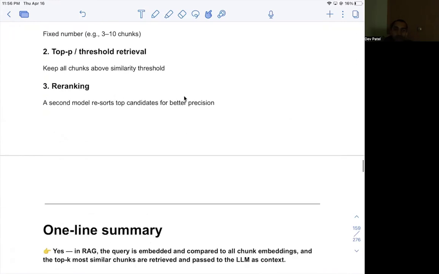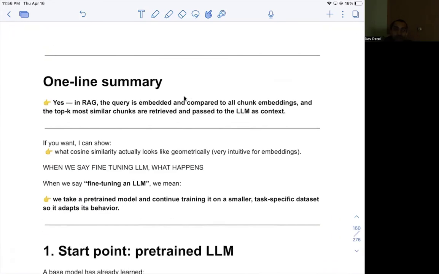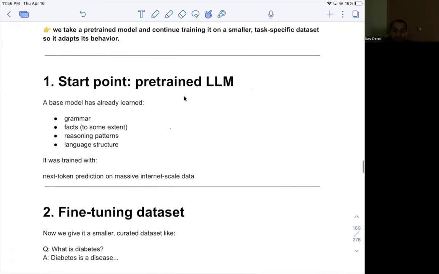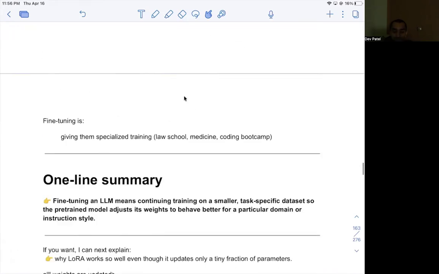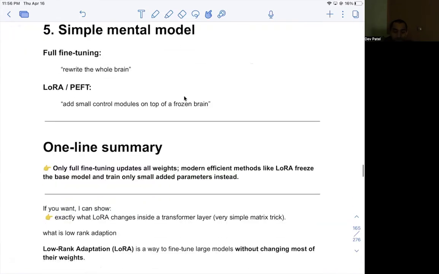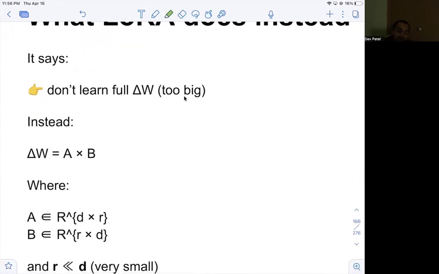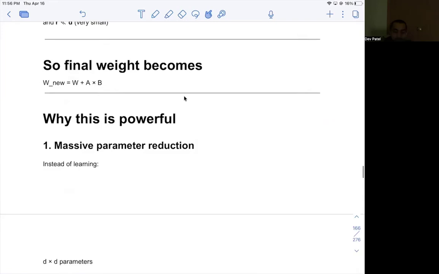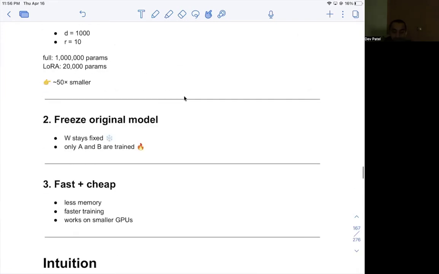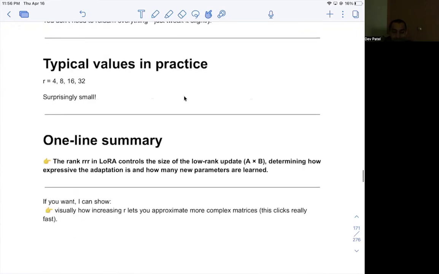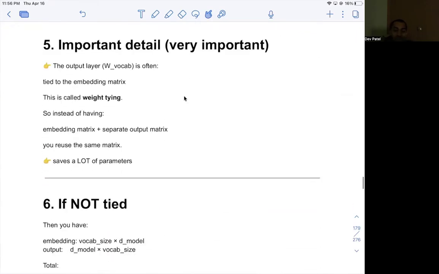RAG, where we are retrieving the documents most relevant to the search query by doing the dot product, cosine similarity. We have types of fine tuning where we don't update everything, as that would take time. But what LoRA does instead is we train A and B, which are D by R and R by D matrices, and these are very efficient to learn. We can control the strength of the updates through the R parameter.